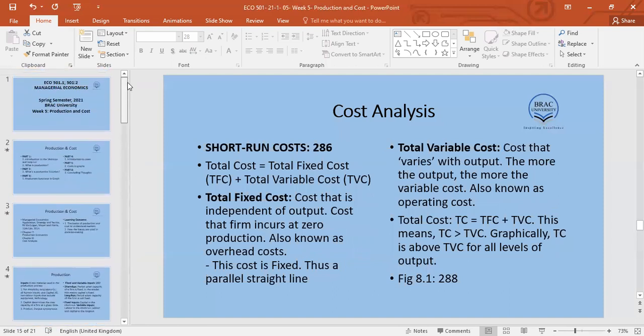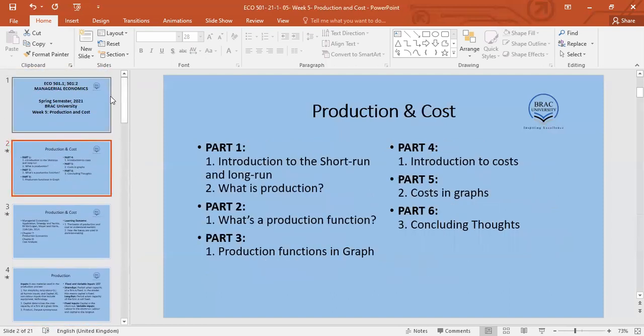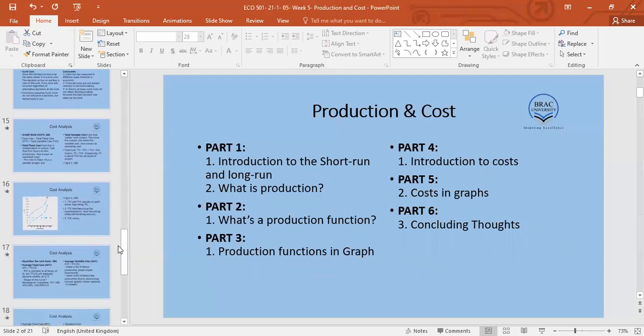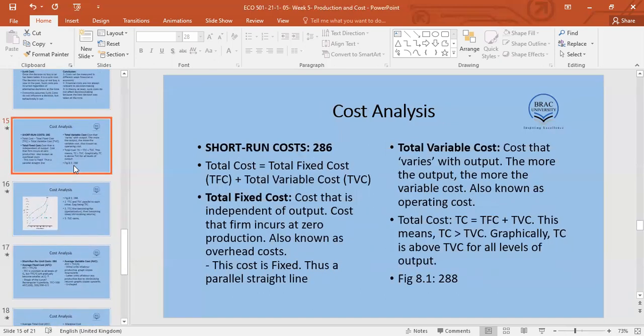Now we go to part 5, costs in graphs. Again, we're looking at short-run costs. We start with the concepts of total costs, then we go for per unit costs. Total costs are divided into two components: total fixed cost, total variable cost. As the two names suggest, fixed cost is fixed no matter how many units of output we produce. Fixed costs are therefore independent of the level of output we decide to produce.